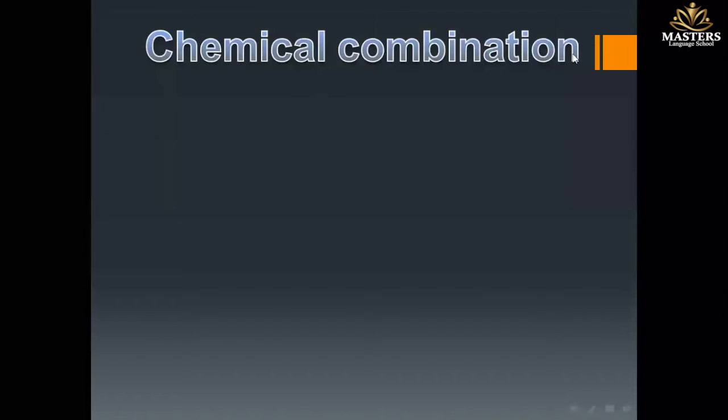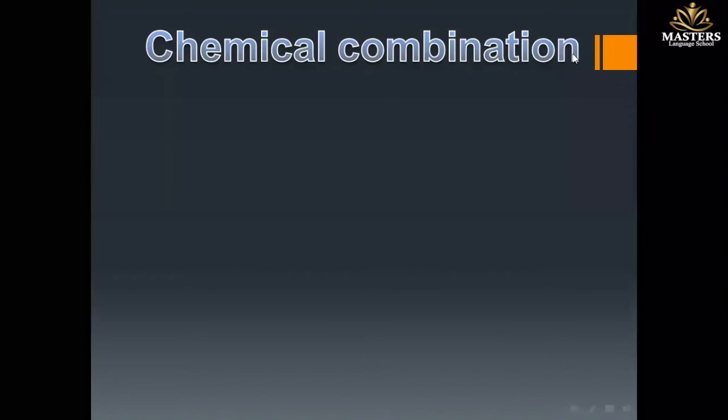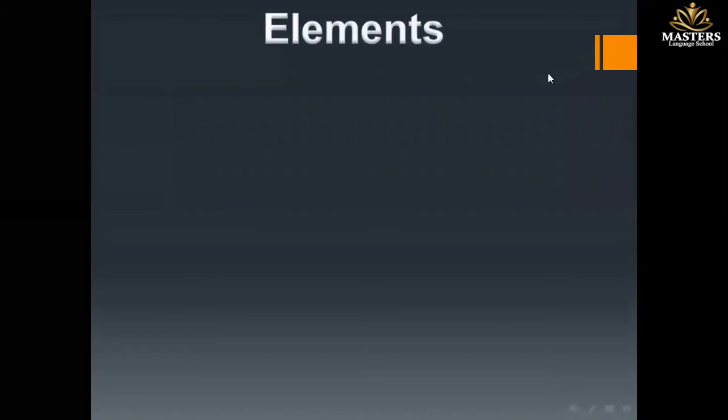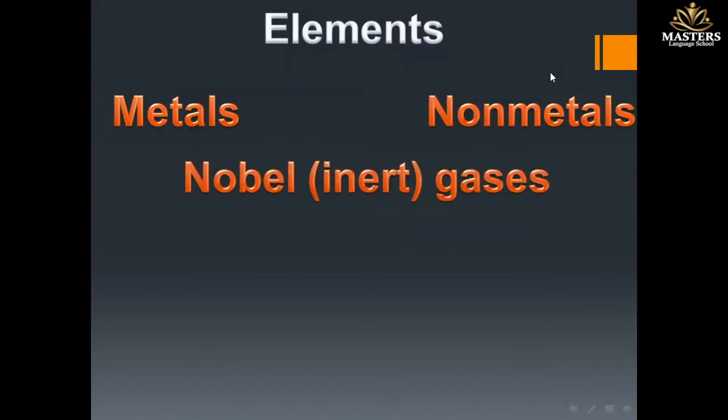Lesson for today is called chemical combination, but before knowing how the atoms combine together to form molecules, we have to know the elements divided into three types: metals, non-metals, and noble gas. What's the difference between the three types?